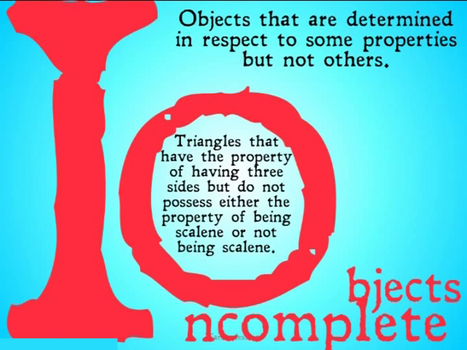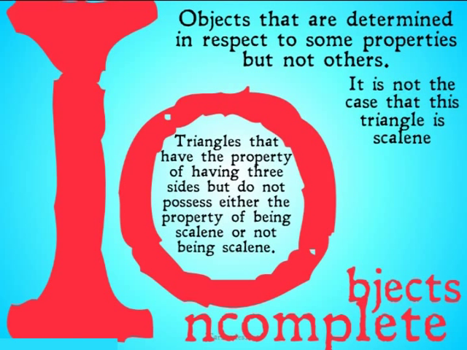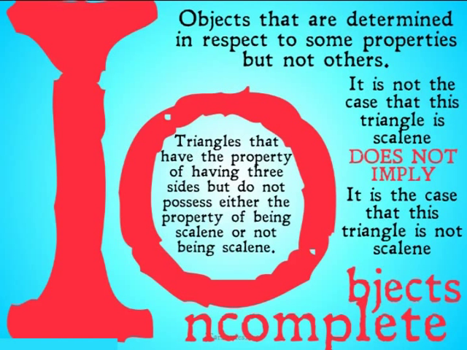The important point here is that triangle can have neither the property of being scalene nor of not being scalene. So it's important to note that saying it is not the case that this triangle is scalene does not imply that it is the case that this triangle is not scalene. Wow, did I just blow your mind? What we're saying is, just because we've denied the statement, this triangle is scalene, does not mean that the triangle has the property of not being scalene. It might be the case that that triangle just has neither the property of being scalene nor of not being scalene.